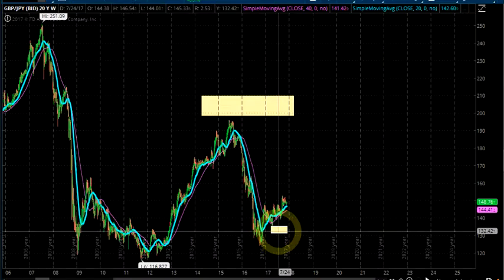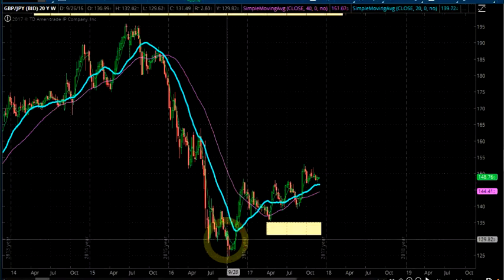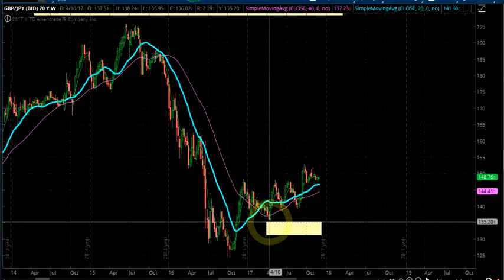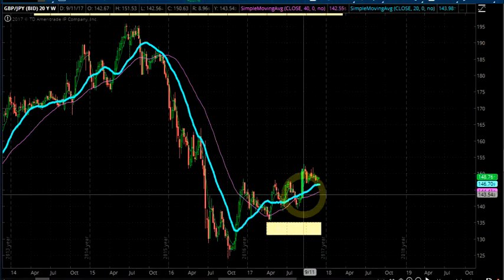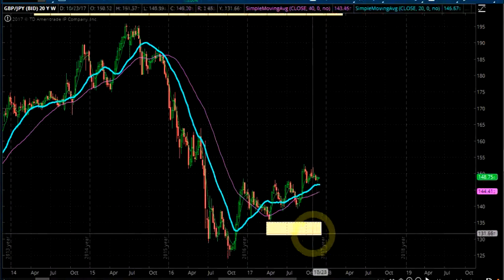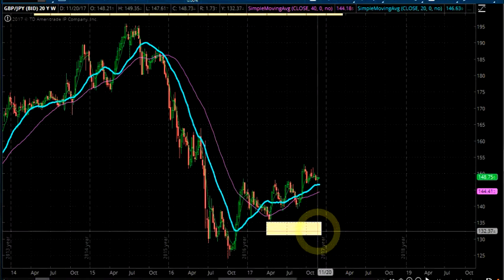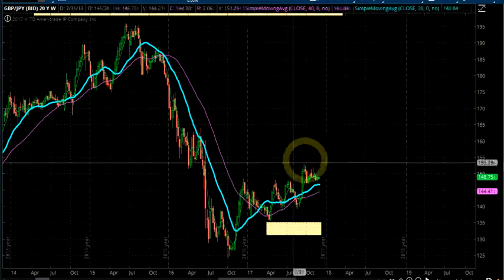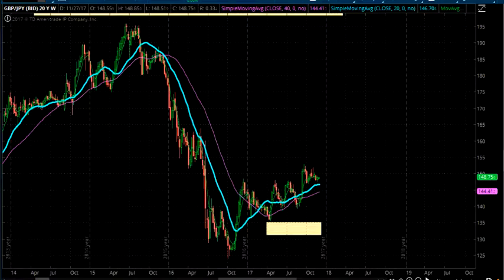Was hoping for a pullback here. I guess we pretty much got it right there. That was it. That was all we were going to get. So kind of a bummer there. I was hoping we'd get a pullback at least further into this box and then give me an opportunity to get long the British pound. Just wasn't in the cards.